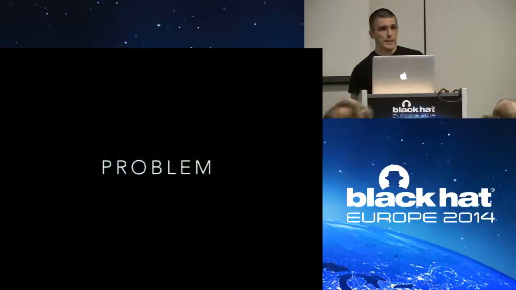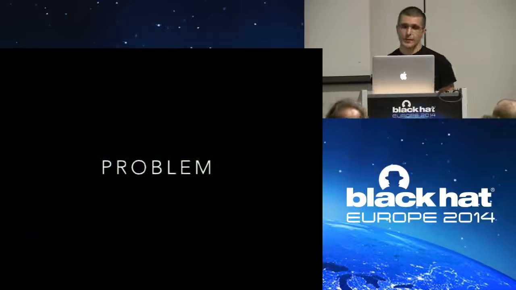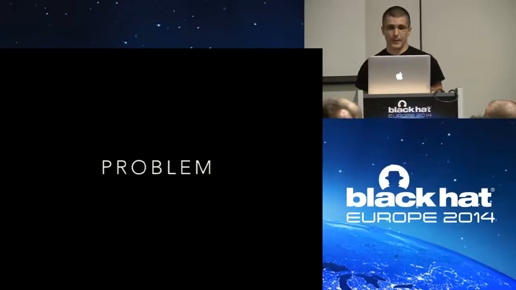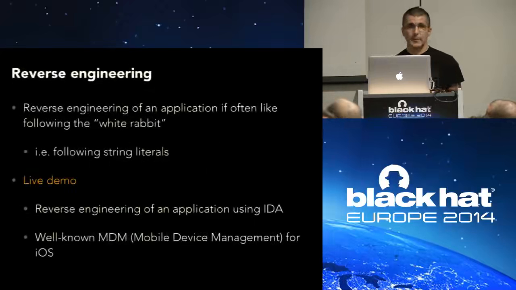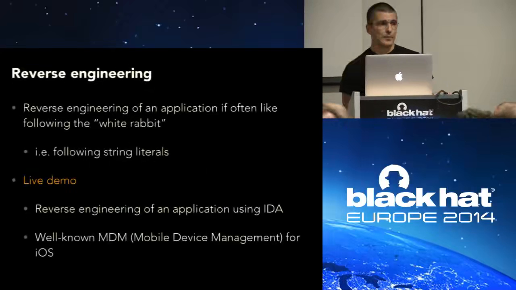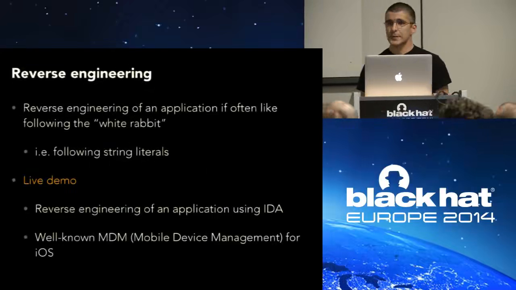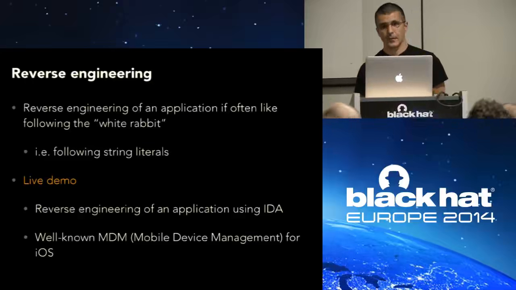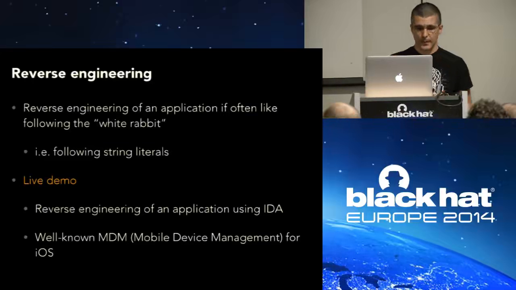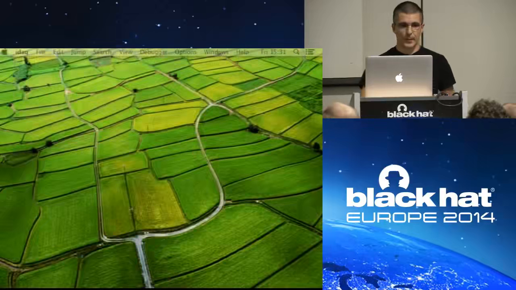So what is the problem? Why am I talking about obfuscation? I will show you a small example. I will take an MDM application, an MDM agent. MDM is a mobile device management system. It's a way for a company to control the security of mobile devices. For example, it can control if a device is jailbroken or not. And if it's jailbroken, it will not permit access to business emails or things like that. So I will take one of those MDM agents. I will open it in IDA.